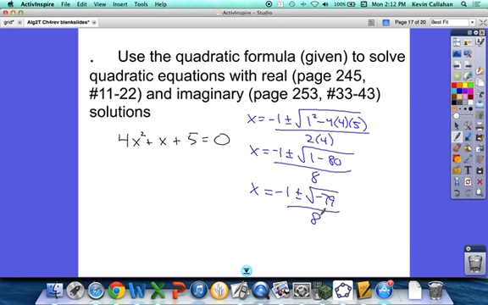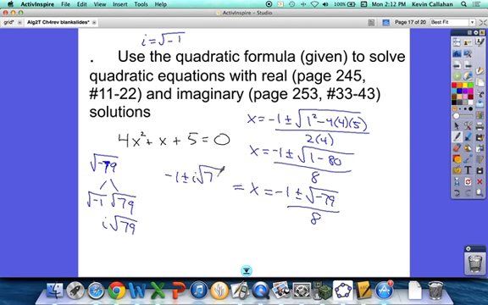Okay, how do we simplify now when we have the square root of a negative? What is the definition of i? Right, i equals the square root of negative 1. So we take something like the square root of negative 79, and we split it up. That'll be the square root of negative 1 times the square root of 79. And the square root of negative 1 is i. That's i times the square root of 79. So substitute it in here. Now we've got negative 1 plus or minus i times the square root of 79 over 8.